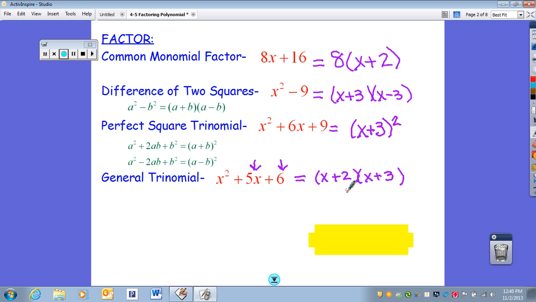So when you're checking to make sure, you really want to do the O, the outside terms, and the I, the inside terms, to be sure that the 2x and the 3x have a sum of our middle term, which is 5x.